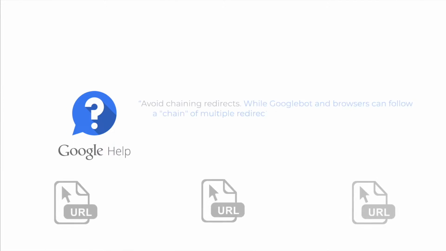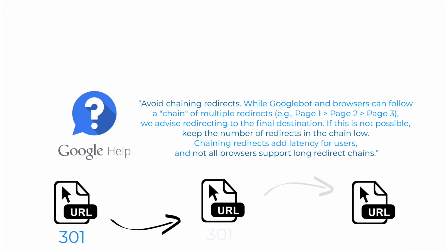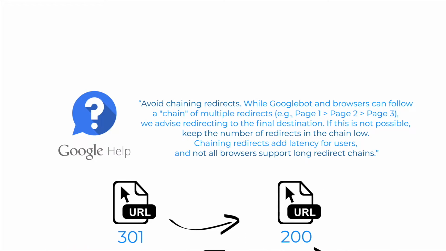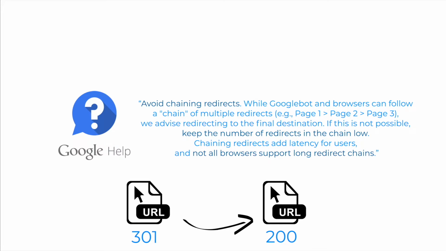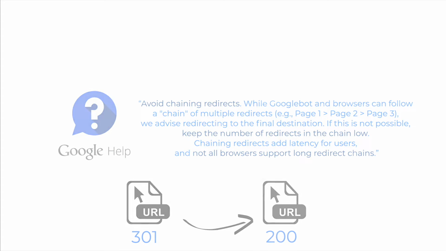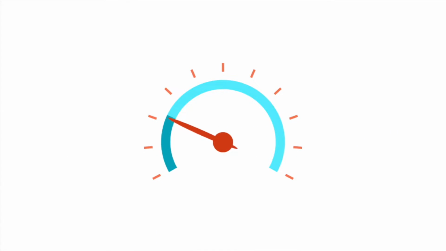There is a quick suggestion from Google Help Center. Avoid chaining redirects. While Googlebot and browsers can follow a chain of multiple redirects, we advise redirecting to the final destination. If this is not possible, keep the number of redirects in the chain low. Chaining redirects add latency for users, and not all the browsers support long redirect chains.